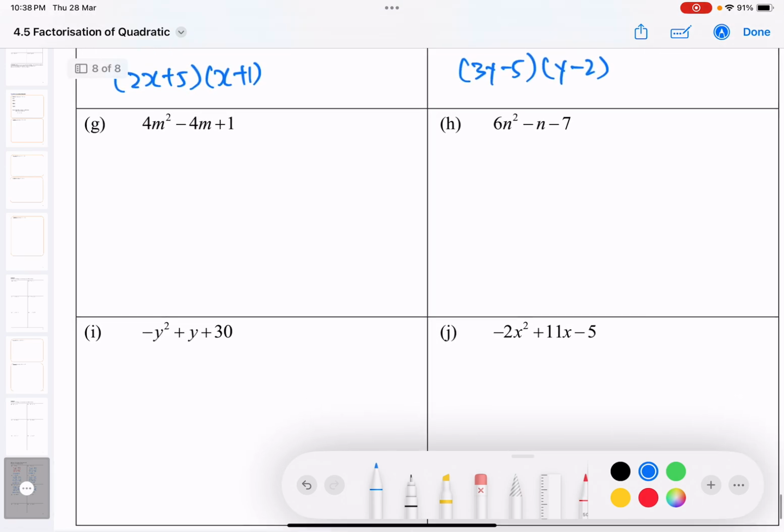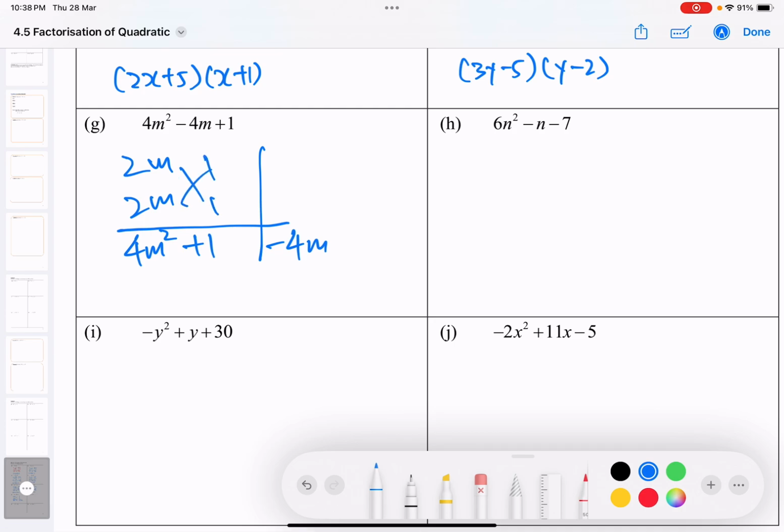Last 4 questions to go. So here, let's do this. 4m squared plus 1 minus 4m. So in this case, I'm going to try 2m, 1, 1. Cross multiply over here. 2m, both must be negative. So indeed, when I multiply them together, my answer is correct. So here is 2m minus 1. Because I got 2 of them, my answer will be squared.